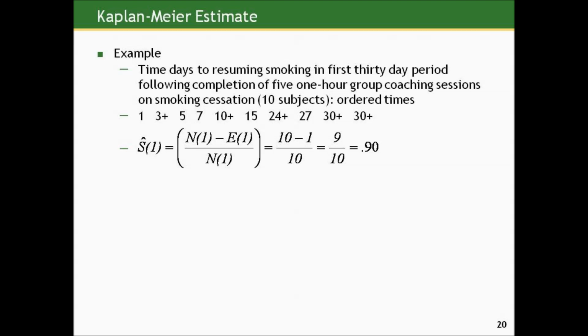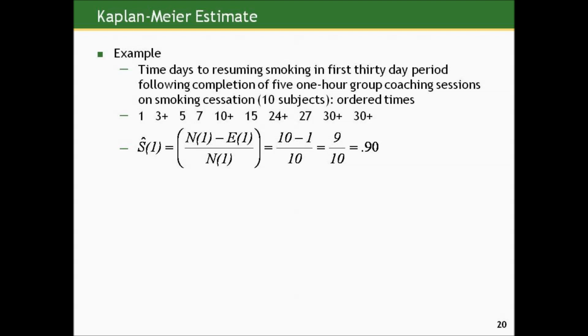9 out of 10 is 90%. So 90% of the persons who could have started smoking again did not on day 1. Made it beyond day 1. And what percentage of the original sample was around to start smoking again? Well, it was 100%, because this is the first event we observed. So the cumulative percentage, the proportion of the original sample that made it beyond day 1 without starting smoking again, was 90% of the 100% of the original sample who was around to start smoking again.